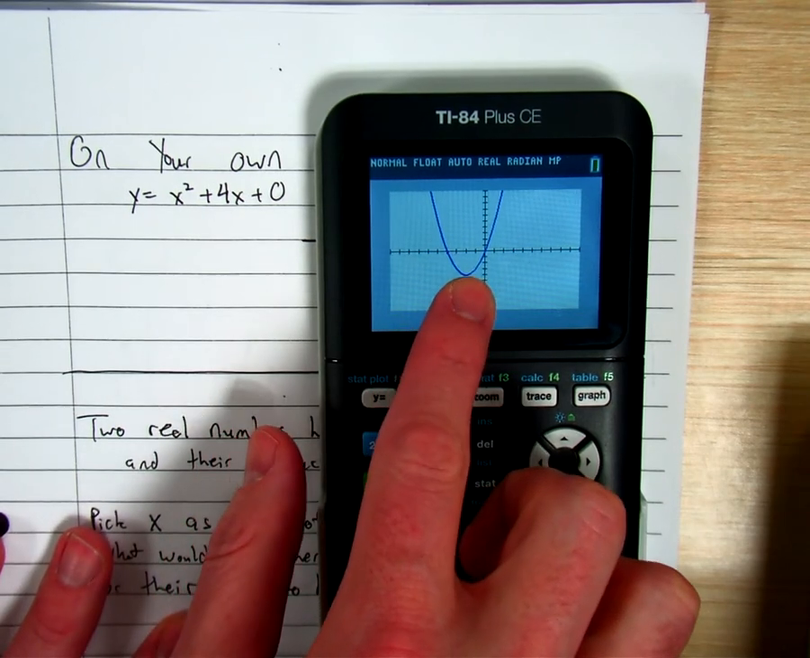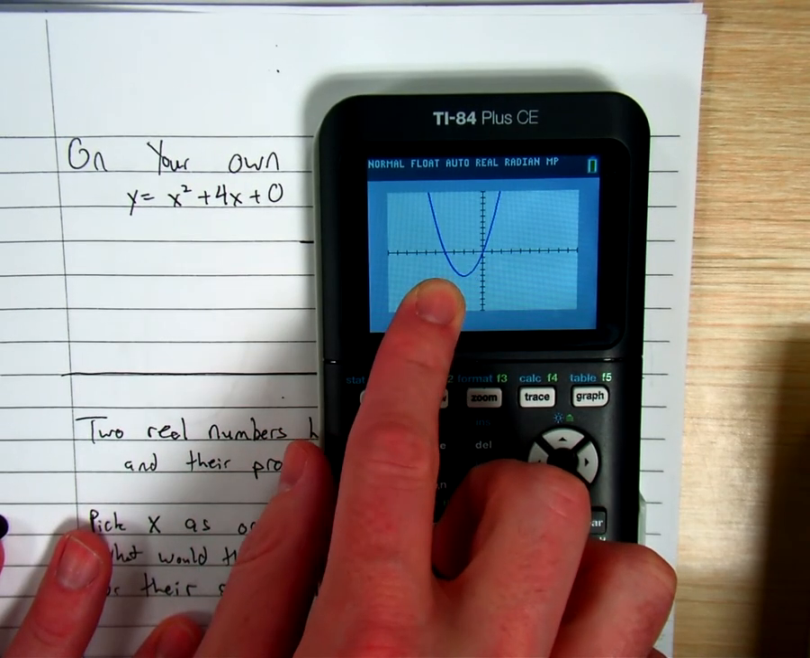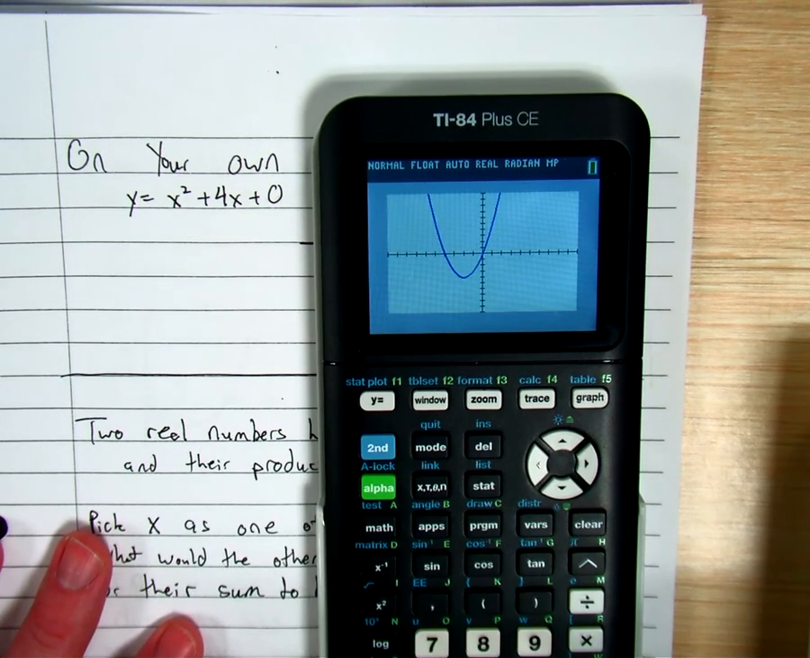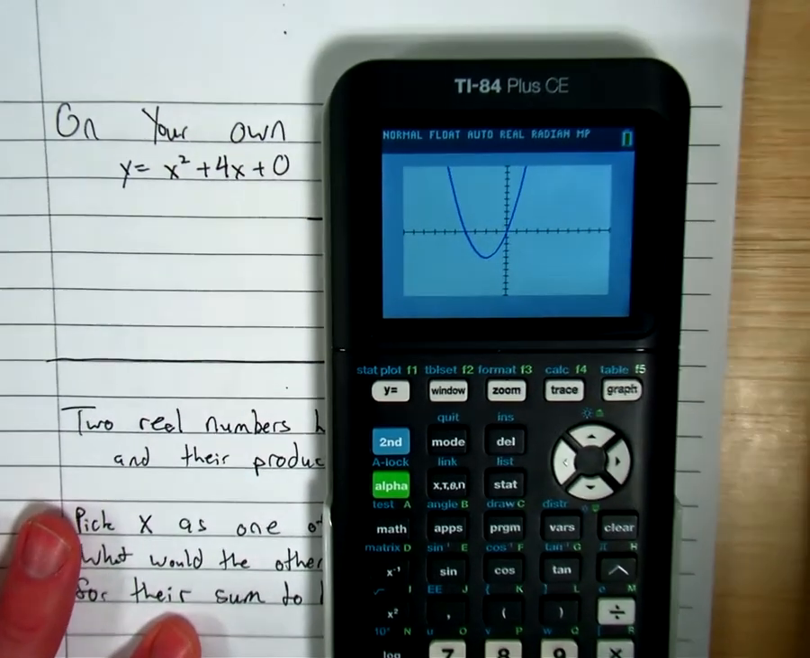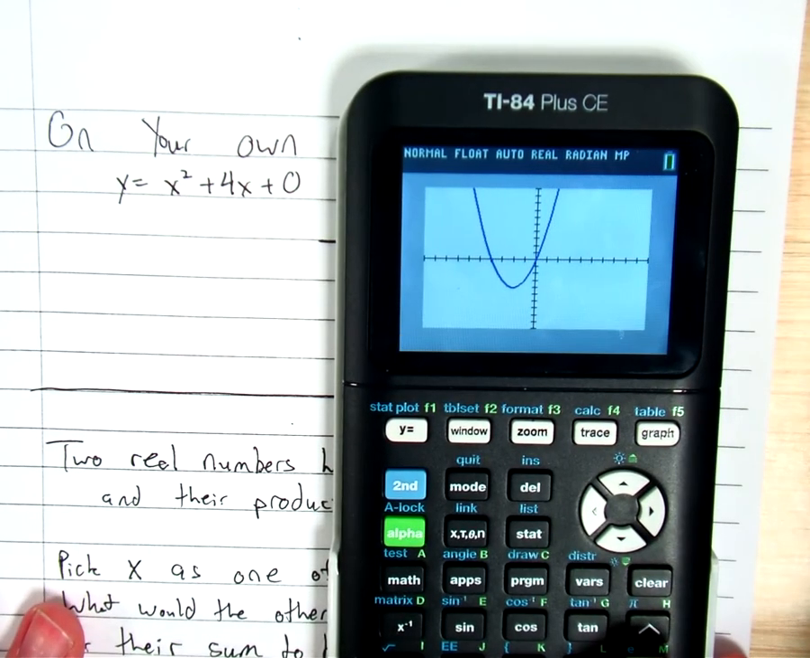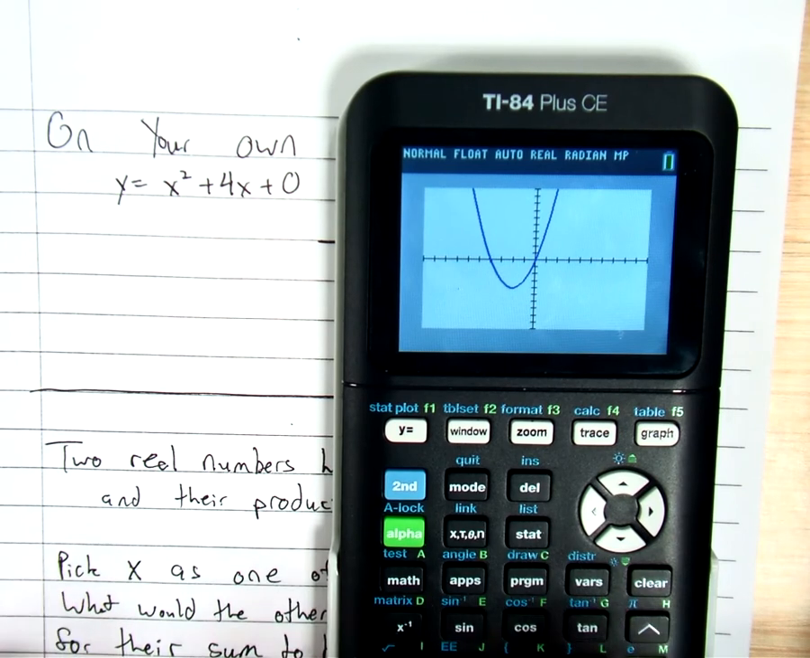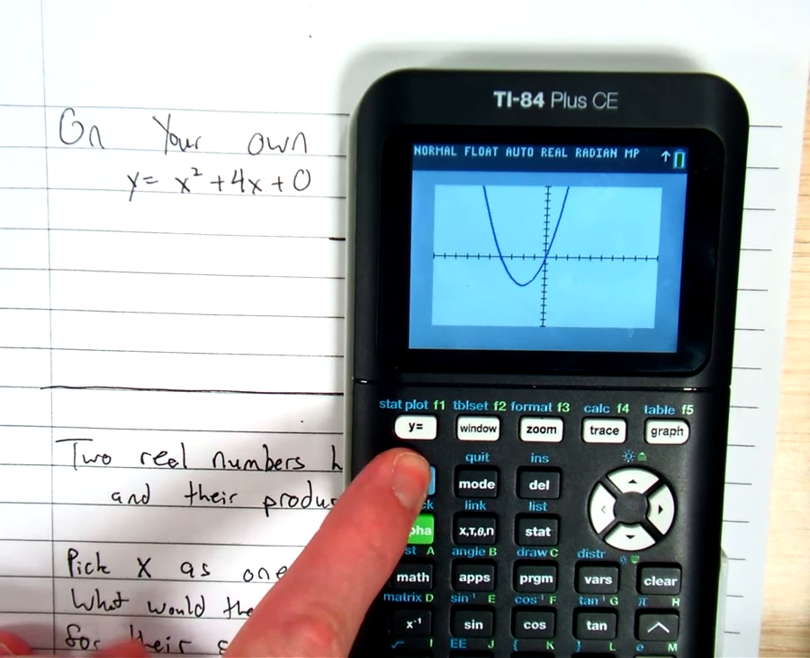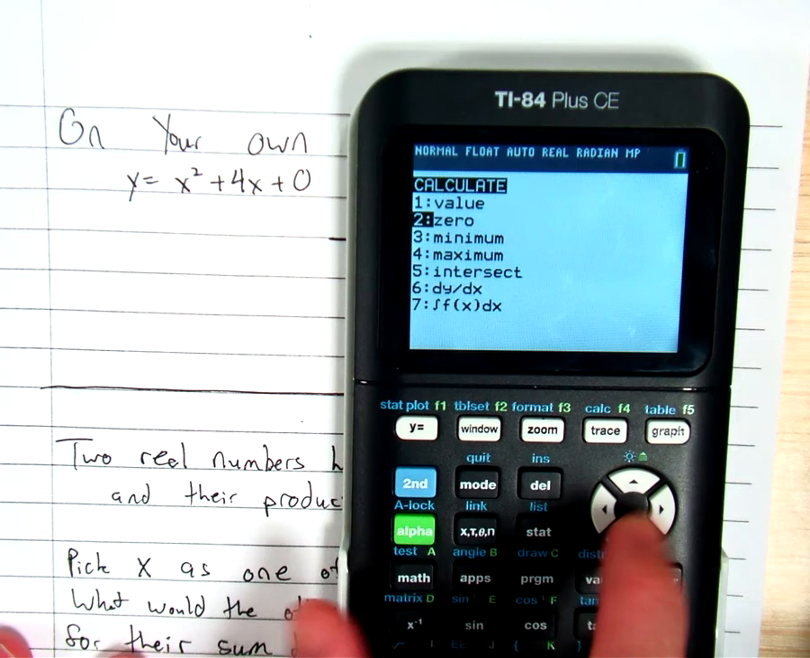Looks like we're crossing at 0, and we might be crossing over here at -4. So let's just make sure that's what they are. Sometimes they're a little misleading. They look like they're nice numbers and then don't end up being that. But I think these are nice numbers. So second trace, 0.